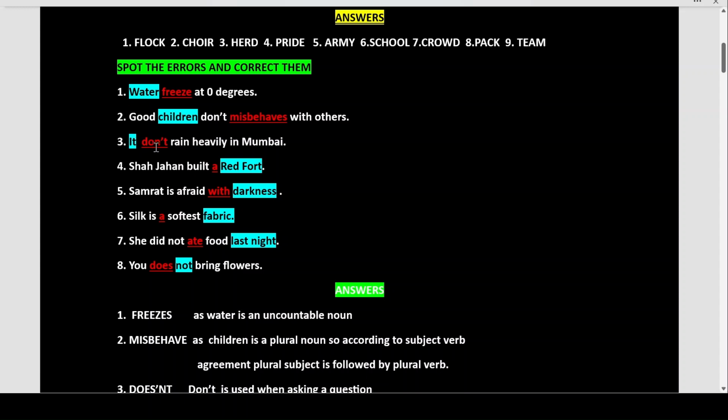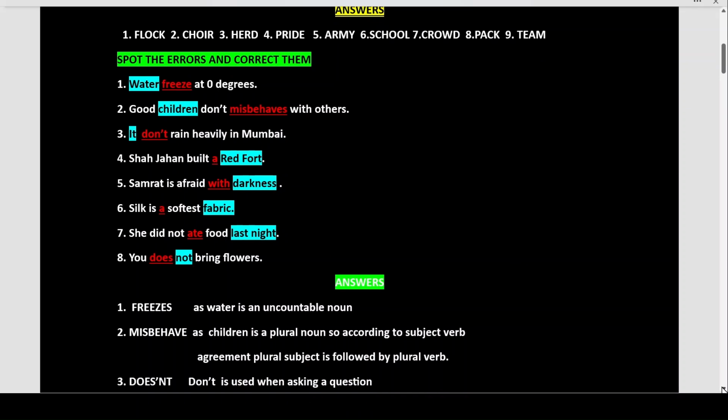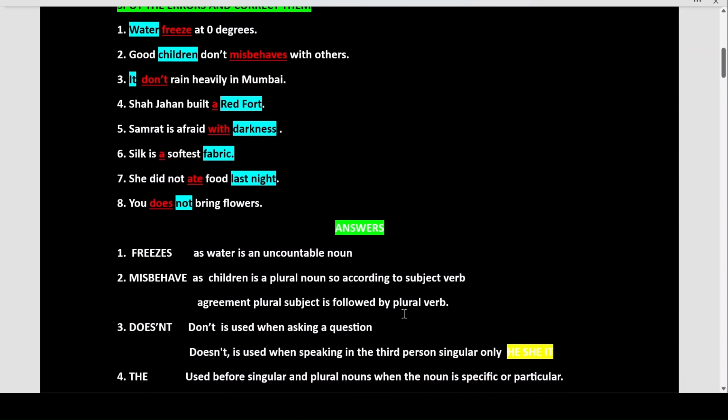Third, it don't rain heavily in Mumbai. It doesn't rain heavily in Mumbai. Now, don't is used when asking a question. Doesn't is used when speaking in the third person singular only, like he, she, and it. For them, we use doesn't, which refers to the third person singular. So here we will write it doesn't rain heavily in Mumbai. Don't is used when we are asking questions. Keep this in mind.